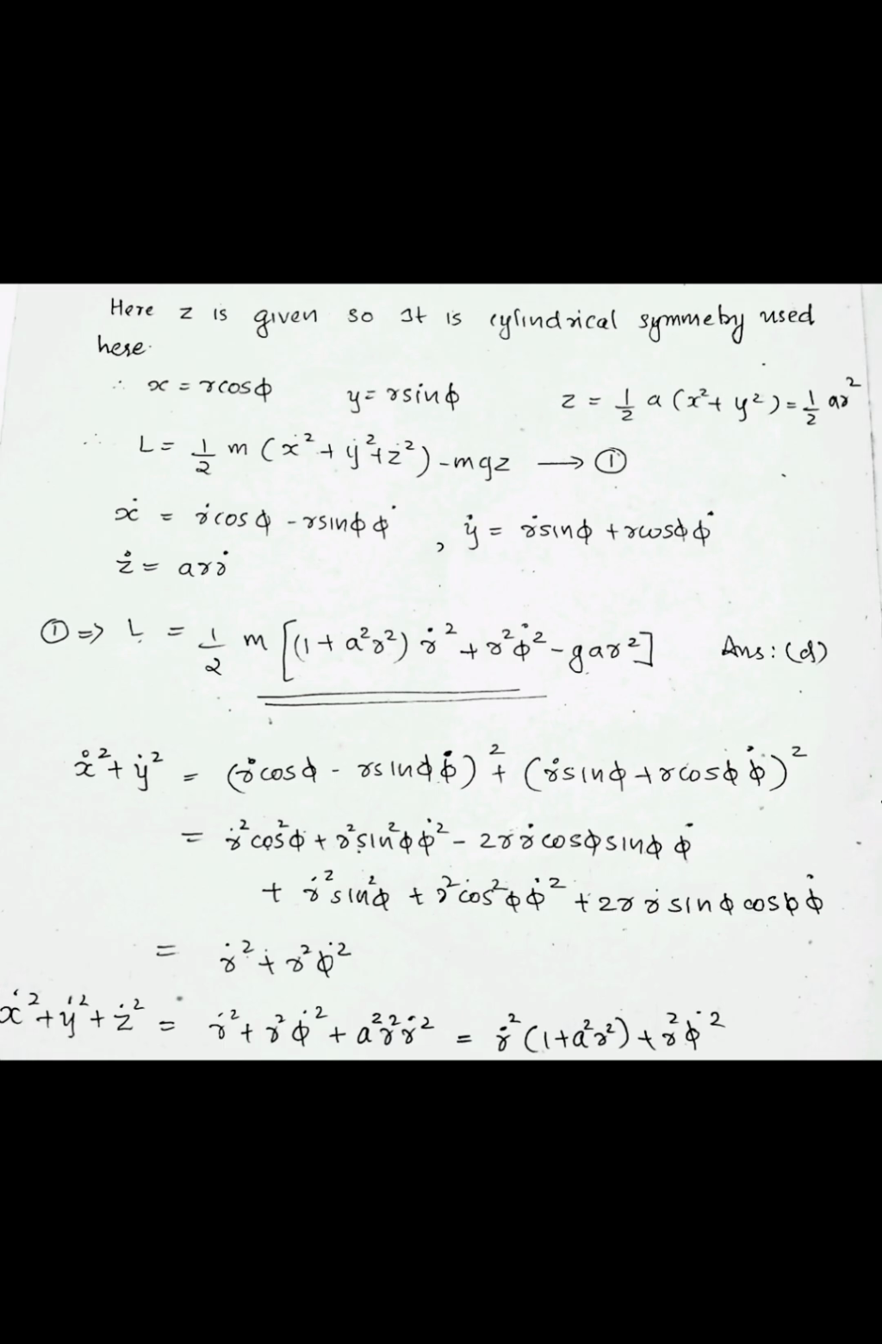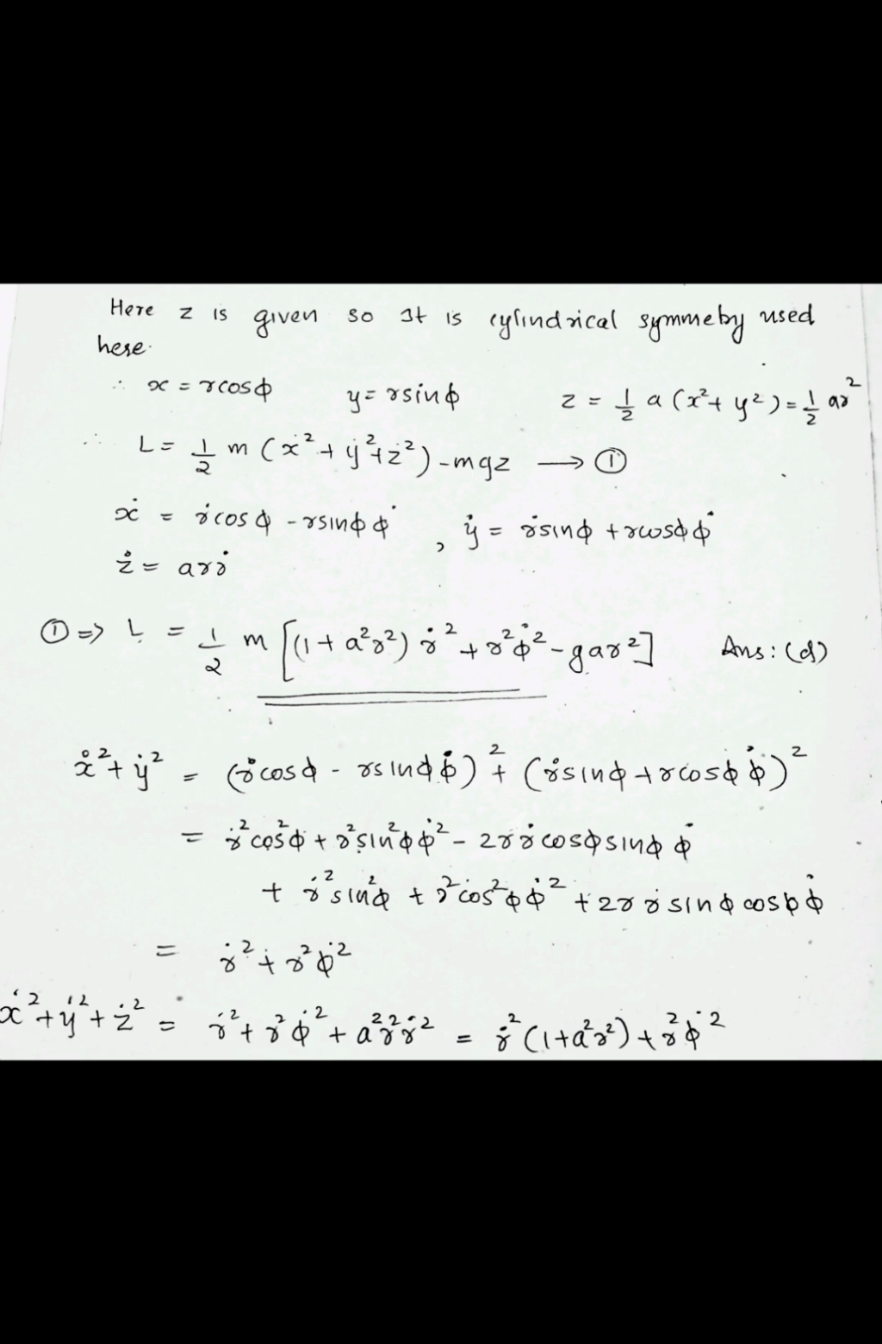Here z is given so that we can use the cylindrical symmetry, that is x is equal to r cos phi, y is equal to r sin phi, z is equal to half into a (x square plus y square), that is equal to half a r square. And we know the Lagrangian is half m (x dot square plus y dot square plus z dot square) minus mgz. So this can be marked as equation number 1.